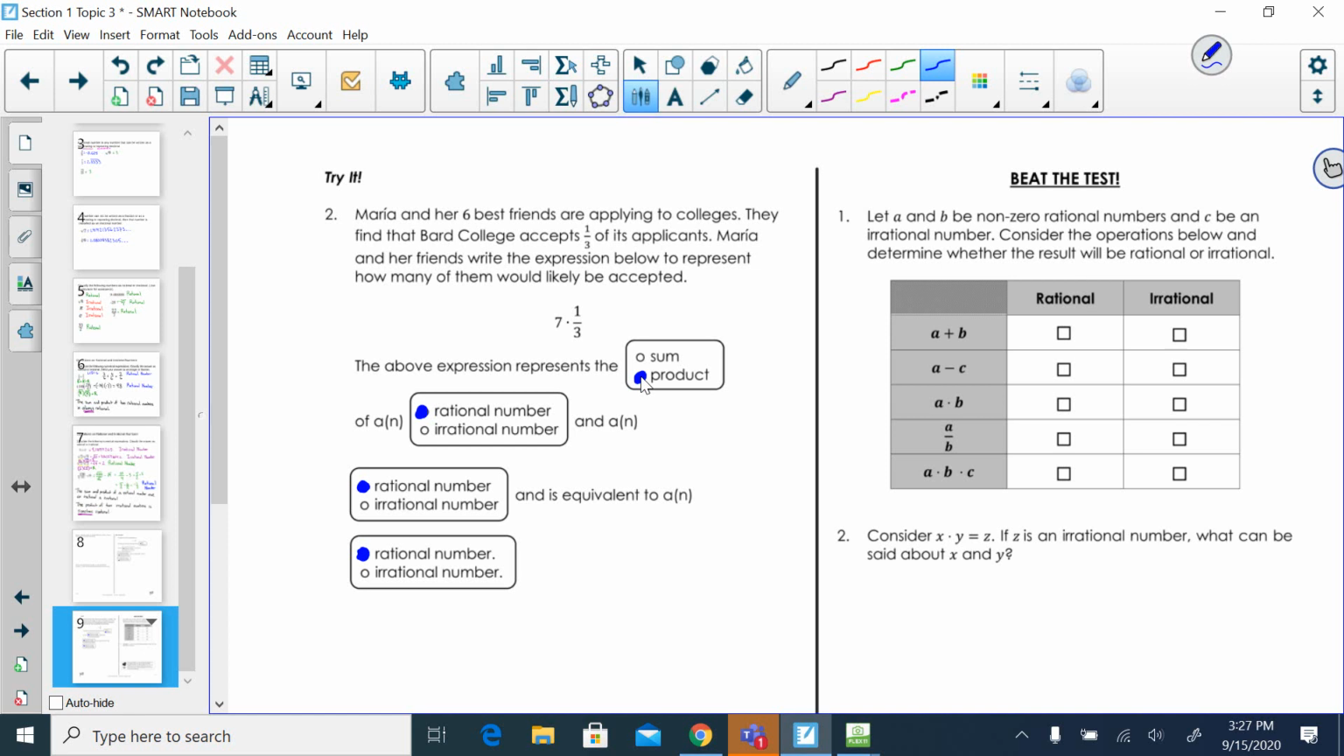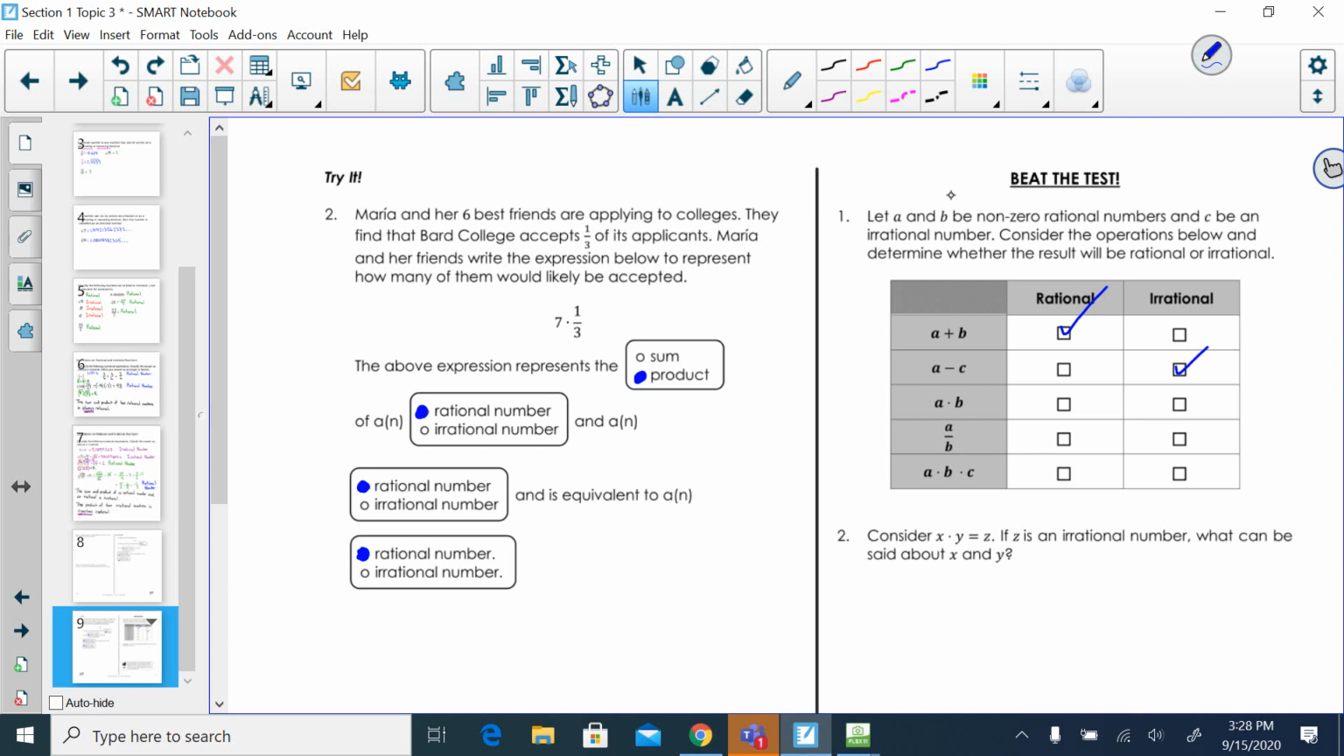So A and B, we have those as rational or irrational. We say that A and B are non-zero rational numbers. So here we have A plus B, a rational plus a rational. Hence, the answer is going to be rational. A minus C: A is rational, C is irrational. As long as you have one irrational with a rational, the answer is going to be irrational.